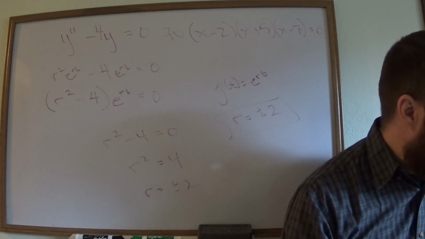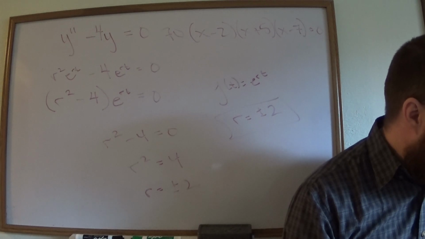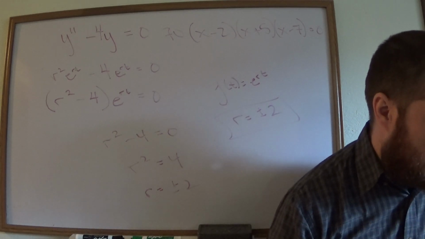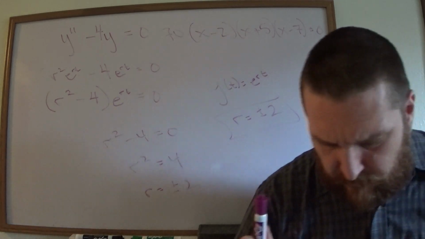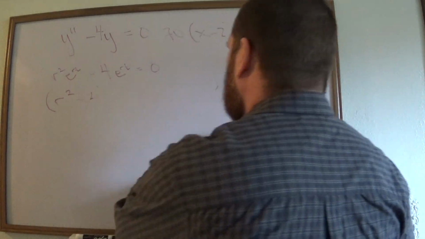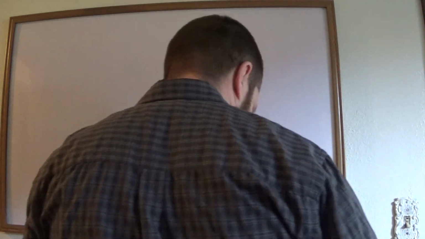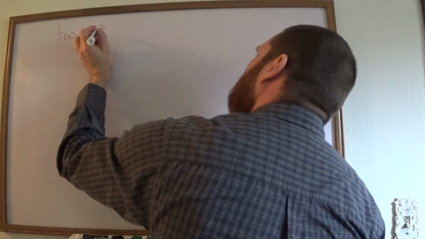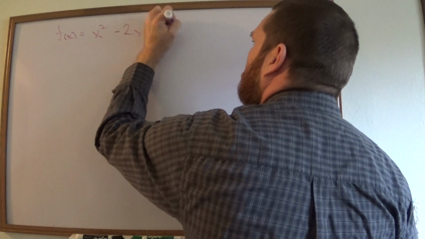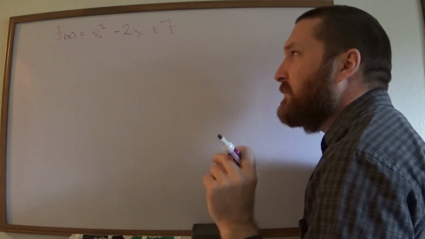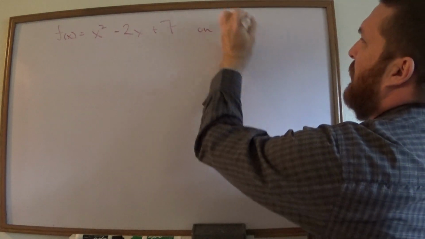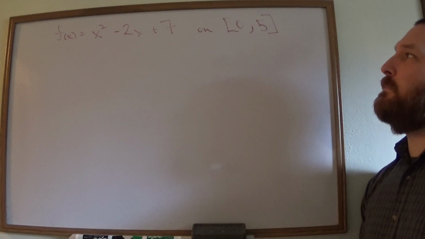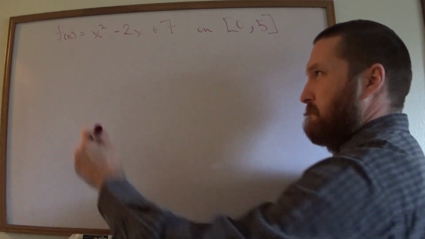Okay, now maxima and minima. Know the stuff from chapter 4. Now we're back into chapter 4 stuff, right? Know the difference between, well, now I want to find the absolute max and absolute min on, let's say, 0 to 5. What's the absolute max and the absolute min of this? What do I need to do? Derivative. Yeah. And so, okay.